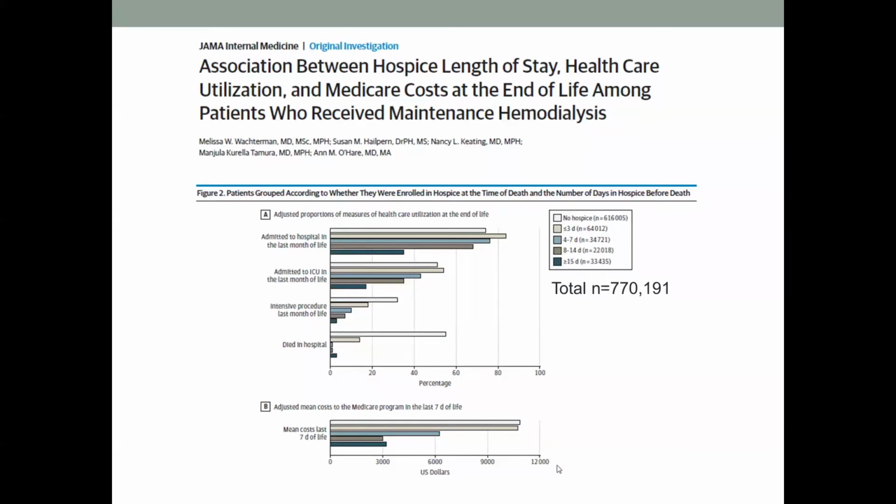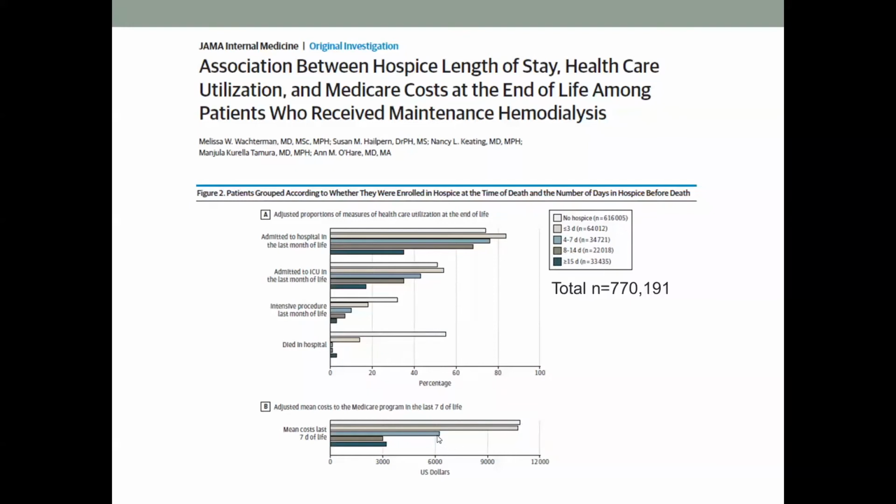I'm going to draw your attention to adjusted mean costs that were paid out by Medicare in the last week of life. It really reflects healthcare utilization overall. So patients who did not have any hospice had costs around $11,000, and this was similar to patients who were on hospice for less than 3 days. And that makes a lot of sense to me. These are probably patients who are being discharged from the intensive care unit or from acute care, either to home or to a general inpatient. So it's a hospice designation that might benefit the hospital, but in actuality, patients are not really receiving a significant amount of care in the home setting.